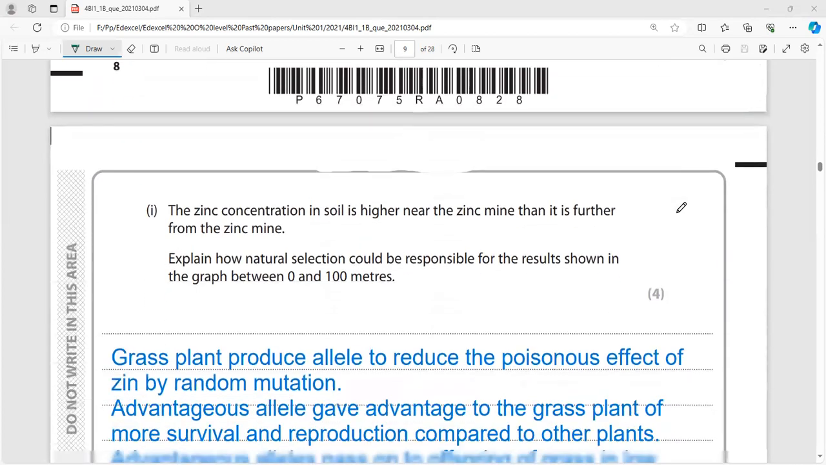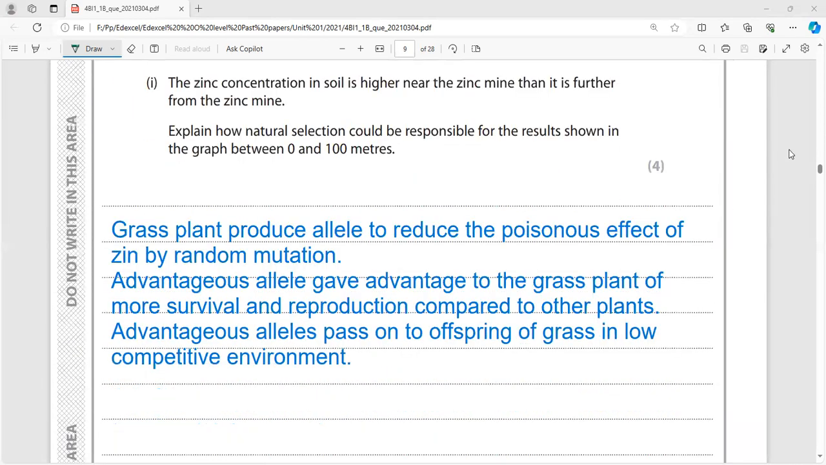We're going to see the question here. First question: the zinc concentration in the soil is higher near the zinc mine than further from the zinc mine. Explain how natural selection could be responsible for the result shown in the graph between 0 and 100.